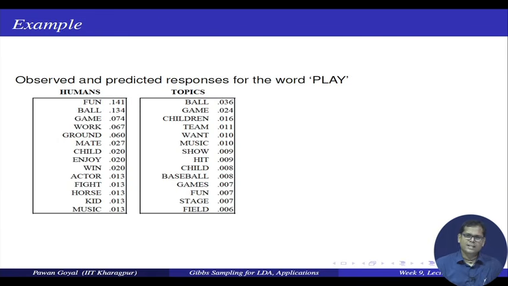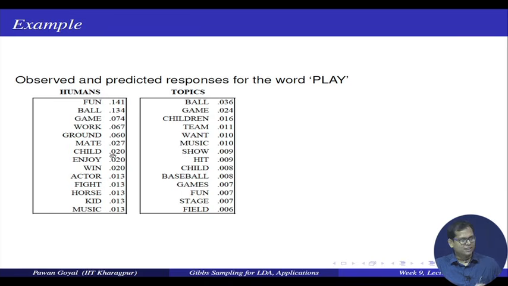So, how do you validate that this works? This was a simple experiment. You have the word play. By using the topic model, you find out which words have the highest probability given the word play, so probability of X given play, and find some top words. Then you ask some humans: when you hear the word play, what words come to your mind? Words like fun, ball, game, work, ground, maid, child, etc. come to their mind.